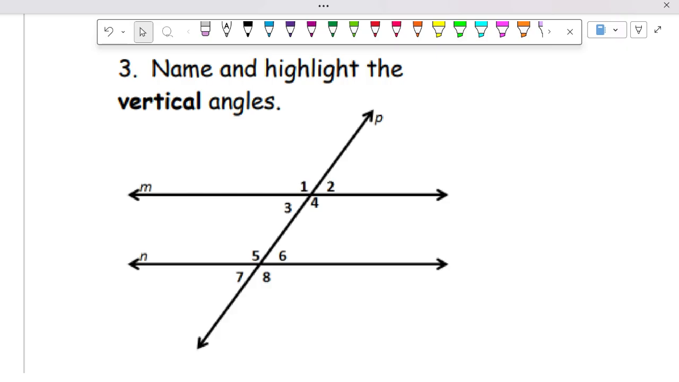First off, does anyone remember what's true about vertical angles? They're what? You're thinking linear pair.